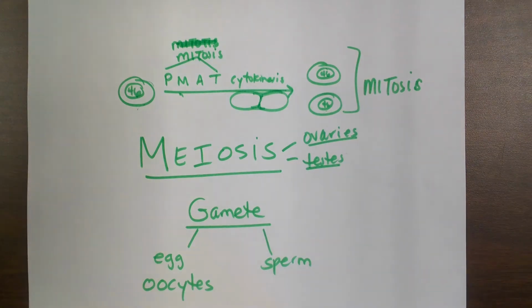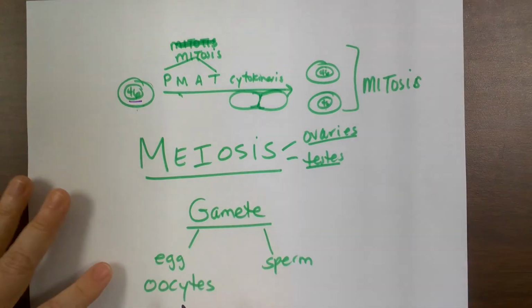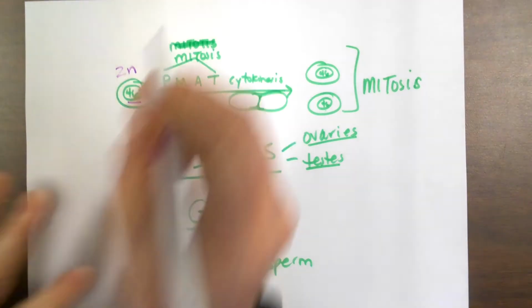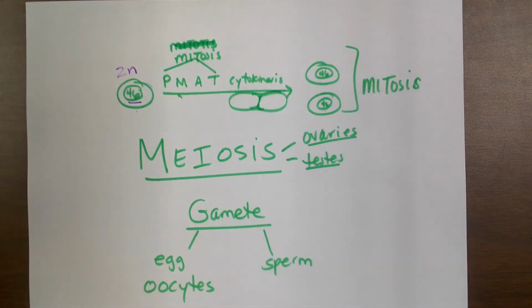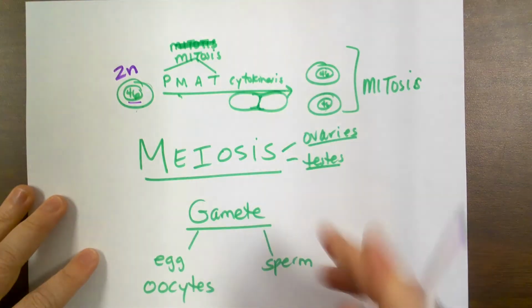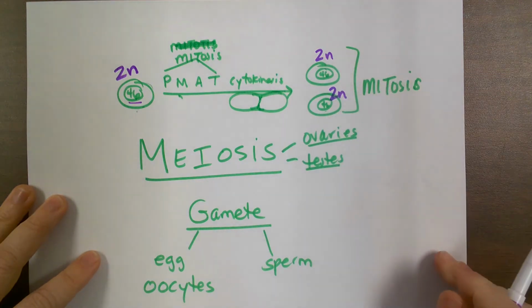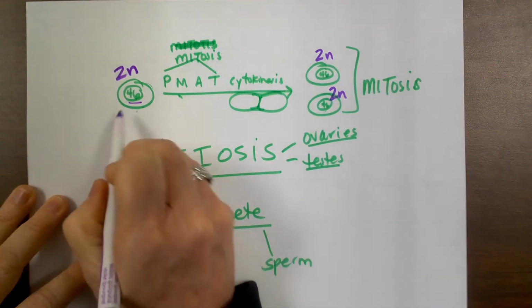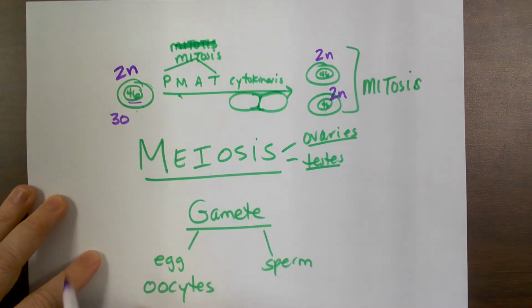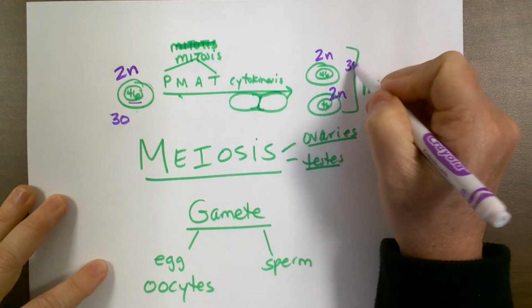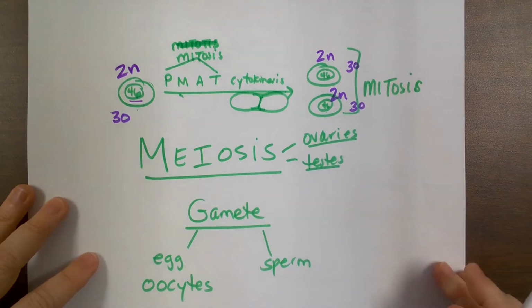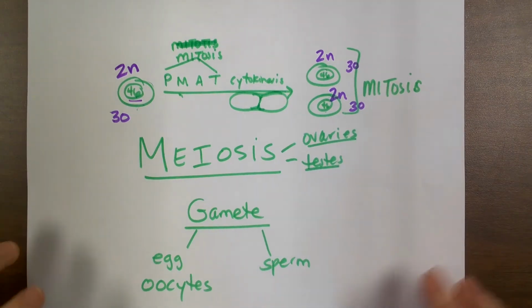Now, we have numbers to delineate the number of chromosomes in these cells. A cell that has all your chromosomes in it is called a 2N. 2N just means you have everything. You have all the 46. And in mitosis, each new cell is also going to be a 2N. So if you had an organism whose 2N number was 30, then the two new cells they made, if they made them correctly, would also have 30 chromosomes in them.